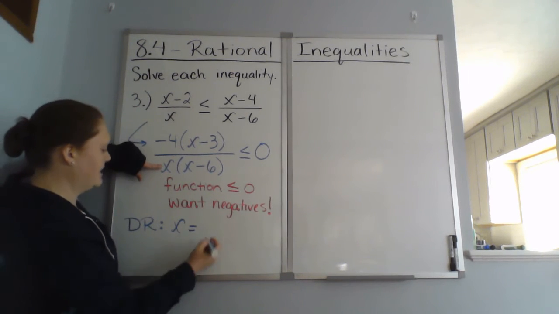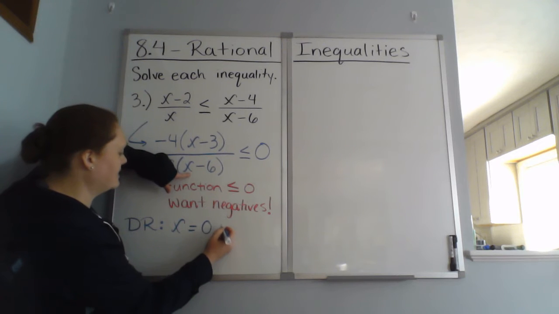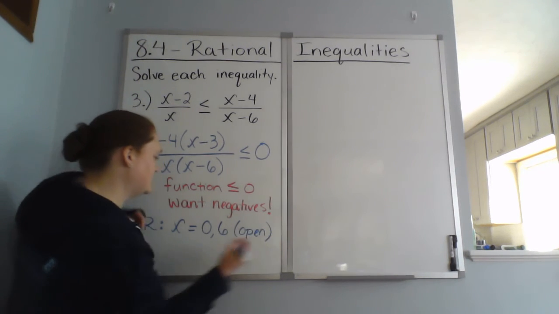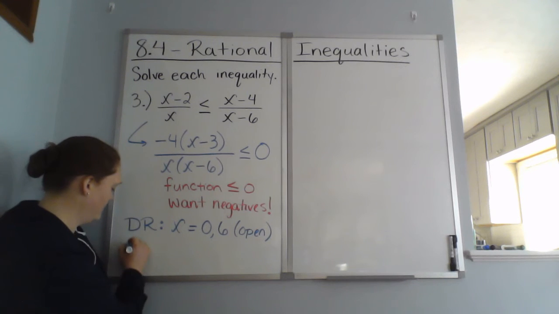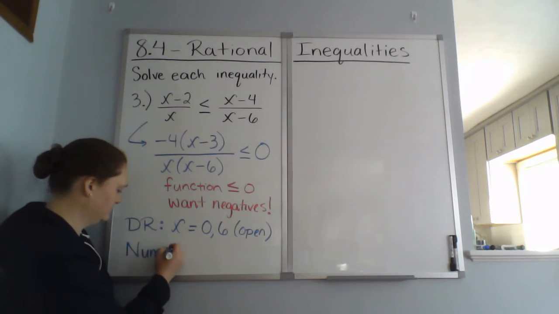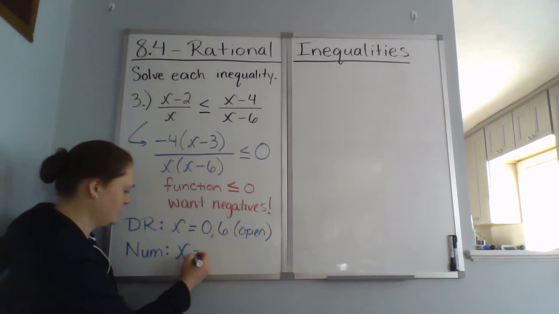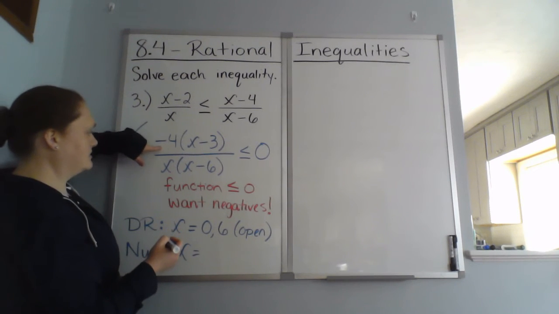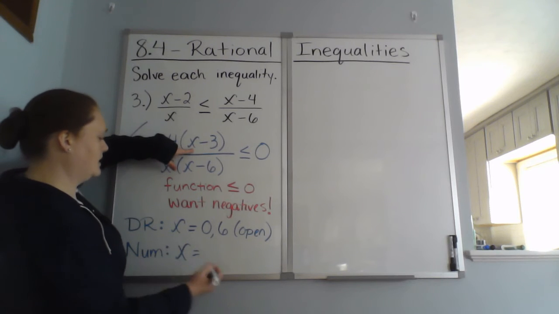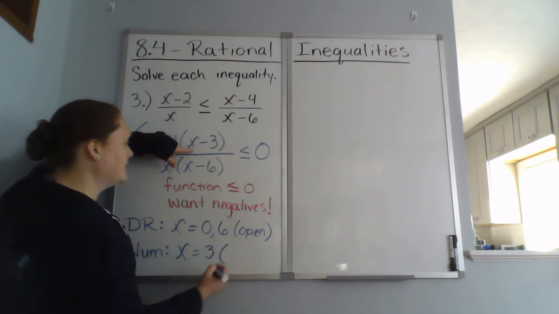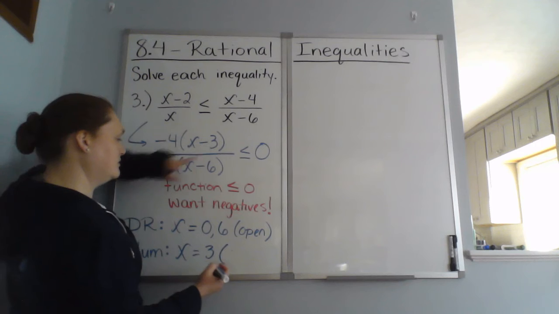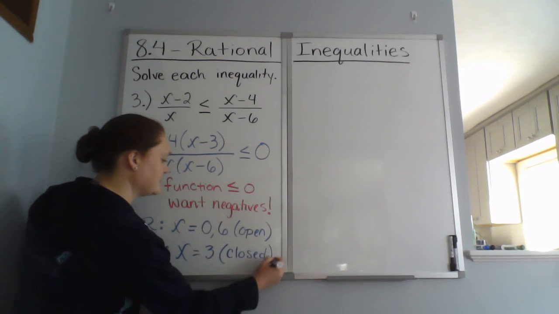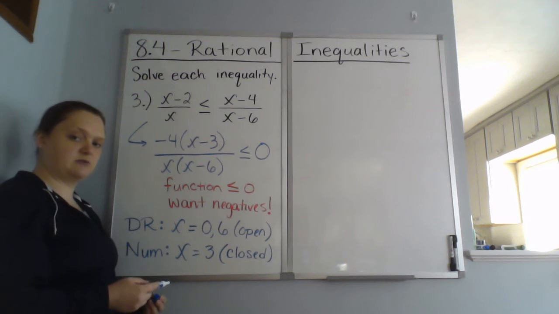So right here we've got x equals 0, and right here we've got x equals 6. Those are both open circles because they are domain restrictions. And then from the numerator, there's no variable in this GCF here, so that doesn't give us anything, but right here we're going to get x equals 3. Now because there's an equal to with the numerator, this is going to be a closed circle. Okay, so we're going to have a mix of open circles and closed circles on this one.